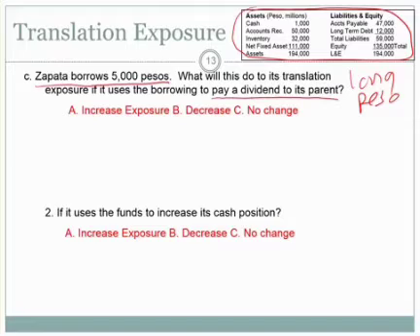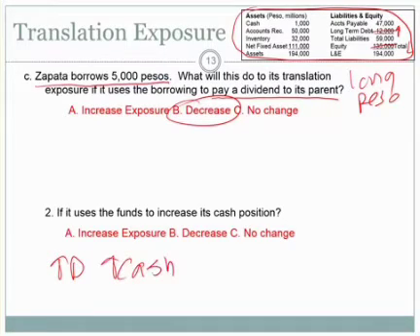So all you're going to do is take the debt of the firm, increase it by 5,000, which will increase your monetary liabilities. The cash is all gone, it's paid to the parent, and your equity will go down. In that case, you're going to decrease your exposure. However, if they issue debt, which is a monetary liability, and then just simply hold it as cash, they've then just increased also the monetary asset. In that case, the exposure is unchanged.